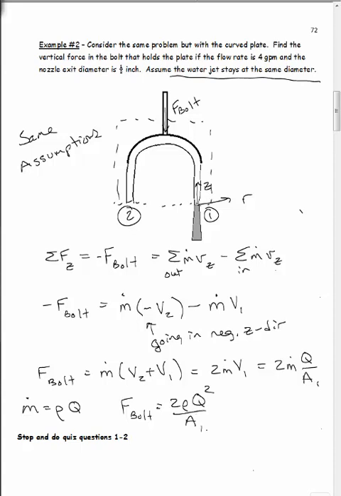All right. So what turned out to happen is that the force in the bolt is double for the curved plate than it was for the flat plate. And this actually makes sense because the plate is having to turn the water further than it did in the first case. So we'll try this in class, and it should work out that the curved plate has about twice as much force as the flat plate. So stop here and do questions 1 through 2.